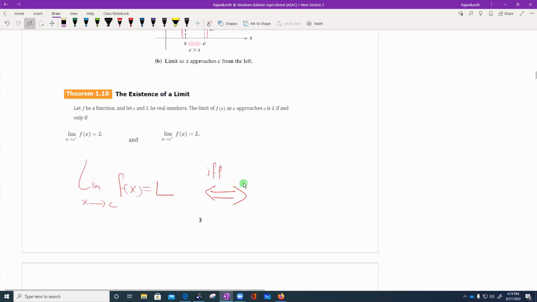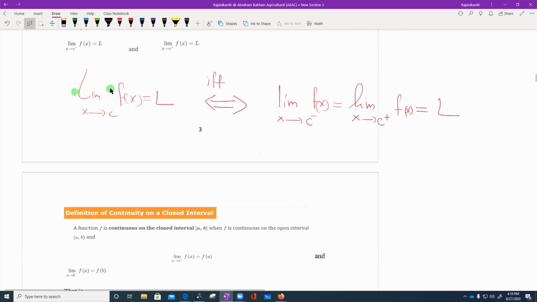I use this notation for if and only if. The limit from the left of f(x) should be equal to the limit from the right of f(x), and that value is also supposed to be L. If this is the case, we say the limit exists. In other words, if you are asked to find the limit of a problem like this, they mean that the left and right limits are the same. If they are not the same, then there is no limit.